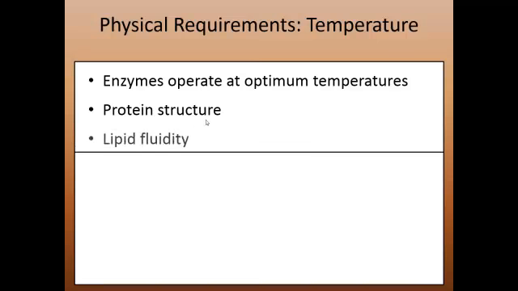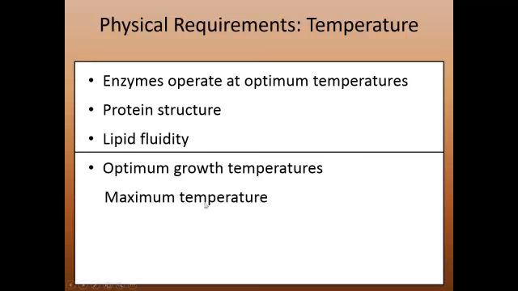We also have lipid fluidity. When you get below a certain temperature, they kind of set up like butter, which isn't really good for a cell membrane. If you get too high of a temperature, then the lipids are moving too fast and they break up. So all of these, enzymes operating at an optimum temperature, the stability of the protein structure, and lipid fluidity, lead to optimum growth temperatures for different microbes.